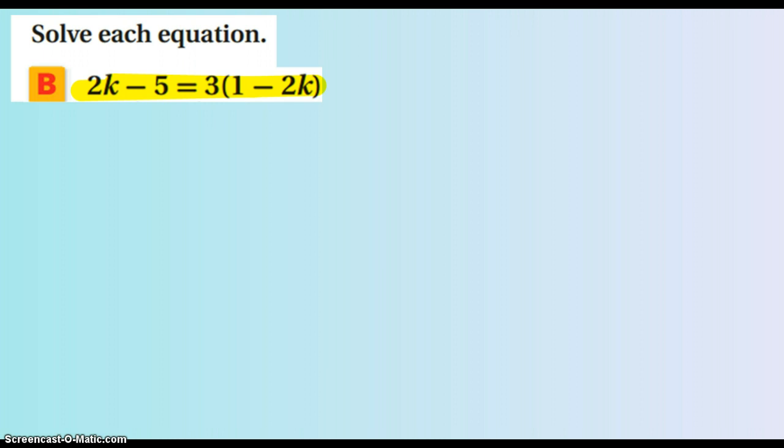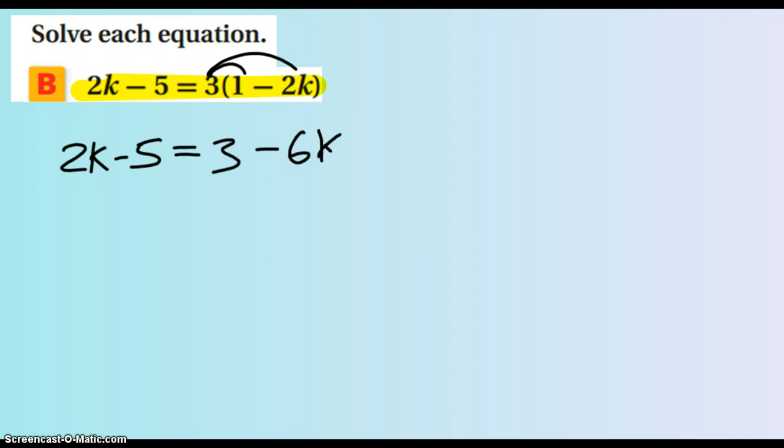Alright, this example kicks it up a little bit. 2k minus 5 is already simplified. But I do notice I've got 2 variables on either side. Here I have to do a little distributive property. So 3 times 1 and 3 times negative 2 minus 6k. Alright, so we have to decide, am I going to try to bring 6k over to the left? Or am I going to try to bring 2k over to the right?